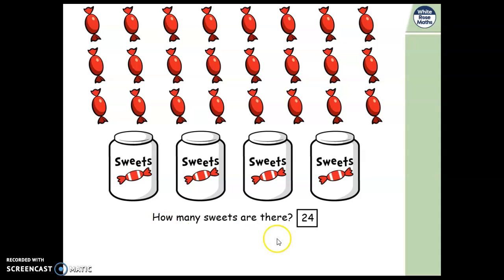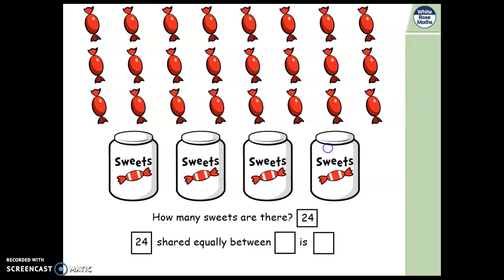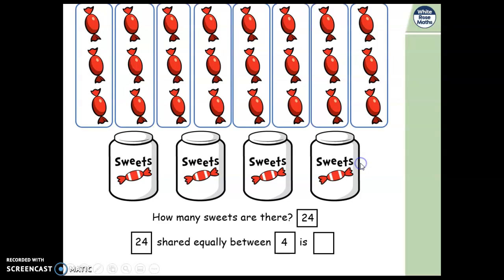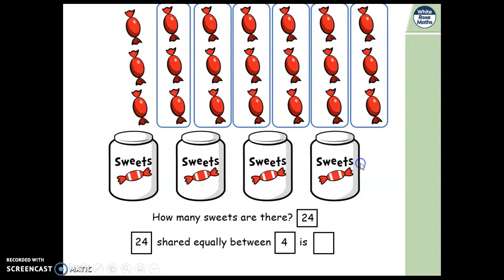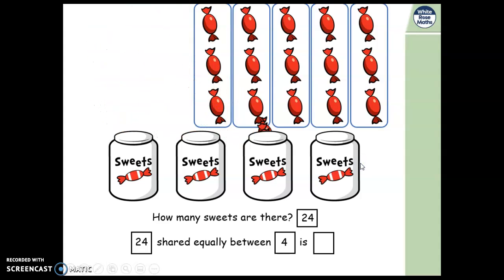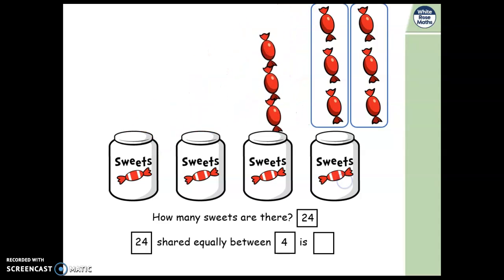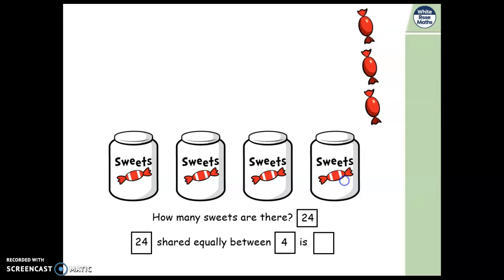So fine, we've got here 24 sweets again, but this time we only have 4 pots. Okay, 24 shared equally between 4 is 3. So we've put 3 in each pot now. Now we can put another 3. So what's 3 add 3? 3 add 3 is 6.